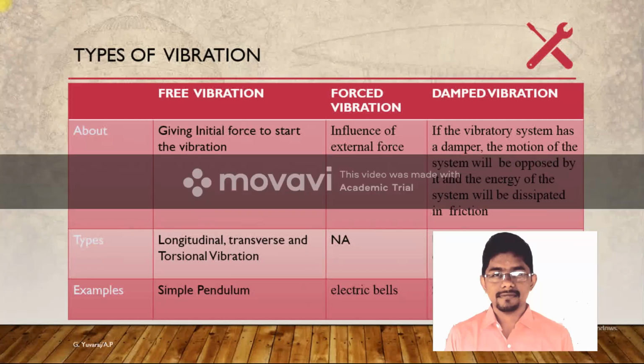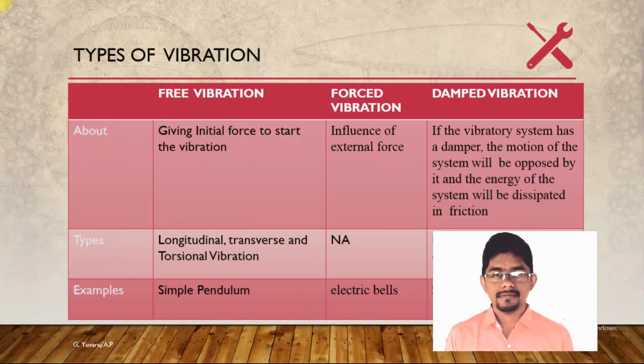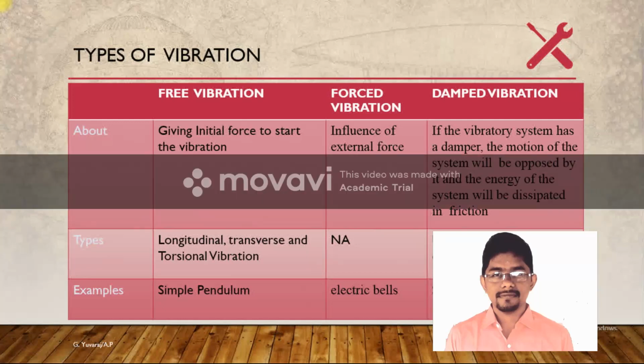So the types of free vibration that you have seen are longitudinal, transverse and torsional. For forced vibration we don't have any types in this portion, and for damped vibration, depending upon the type of motion arresting, it can be classified into under damping, over damping and critical damping.